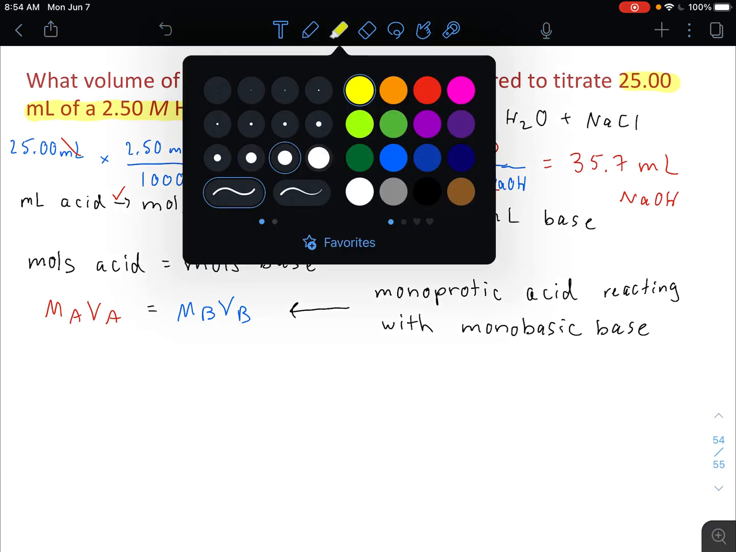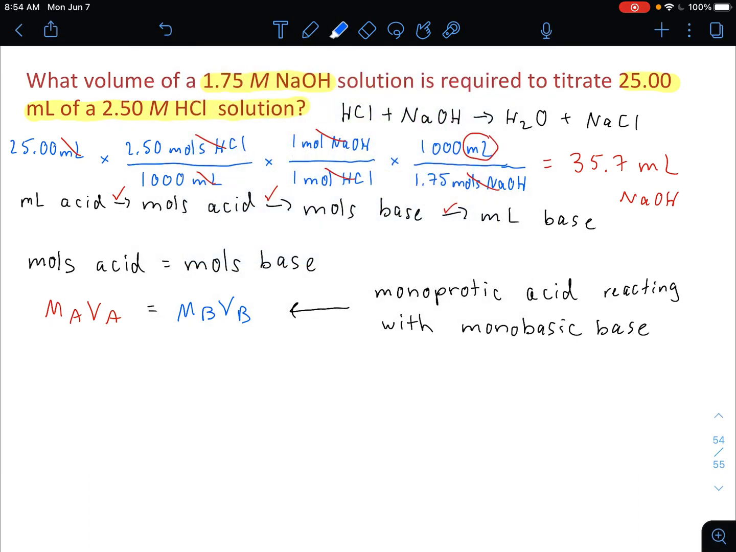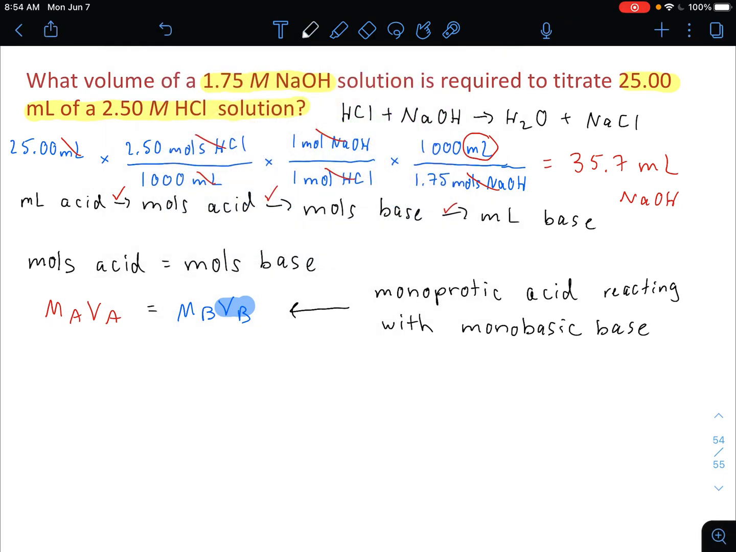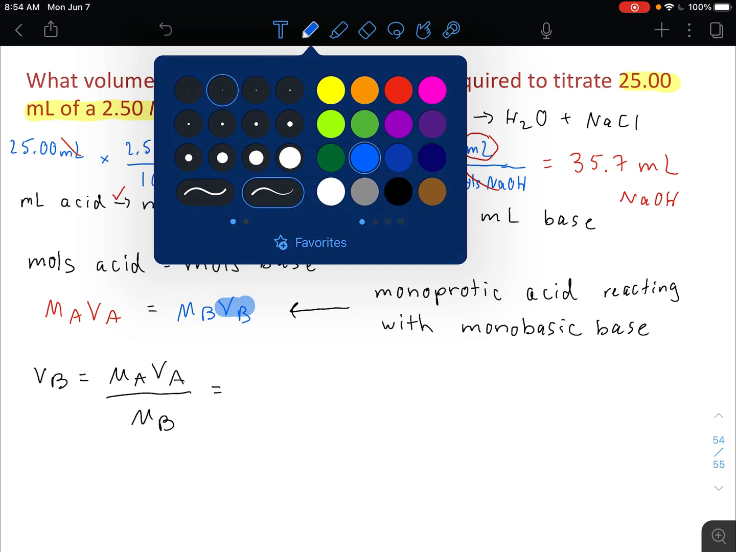So I can approach the problem with this equation with the understanding that my goal is to solve for the volume of base. I can do that fairly easily: just rearrange to get volume of base equals molarity of acid times volume of acid, divided by molarity of base. So all based on this fundamental idea that moles of acid need to equal moles of base for this titration. Okay, so let's plug in what we've got here.